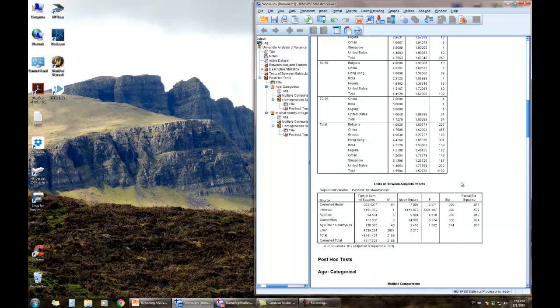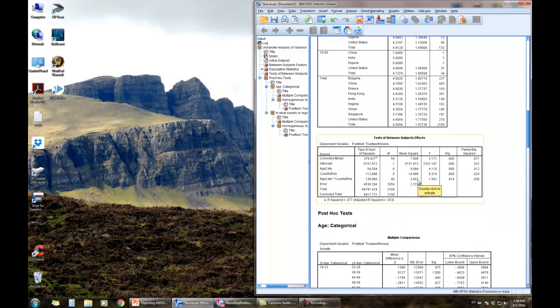So then let's scroll to our third box, the test of between subjects effects. This is the important one. So how do you know what you have? Let's work our way across the box from left to right. So in this left box is our list of variables, and then a few key pieces of information.